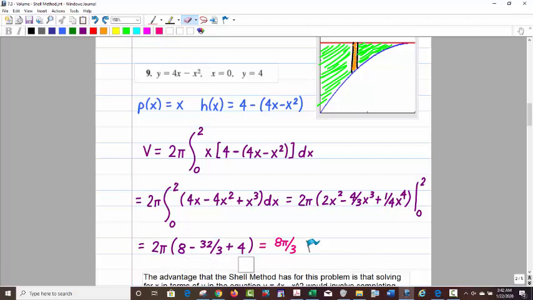And then just resolve this with common denominators. 8 plus 4 is 12. That would be 36 over 3. That makes it 4 over 3 times 2 pi, which would be 8 pi over 3. That would be the volume. All right.